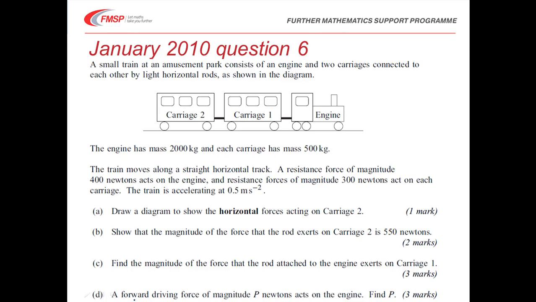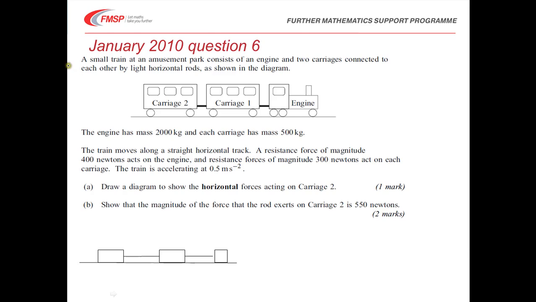So we've got a question which is worth 9 marks. So let's just start by looking at the first couple of parts to see how we go. And the first thing really is just let's consider a diagram for the whole thing and make sure we've got everything sorted. If we call this carriage 2 and this carriage 1 and this the engine, so we've got a force which is pulling the engine forward, which they called P. You've got resistance forces, so resistance forces of 300 newtons on each of the carriages and 400 newtons on the engine.